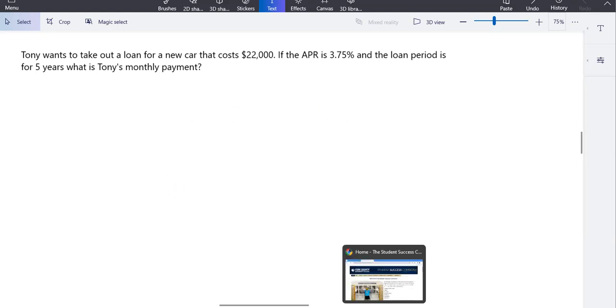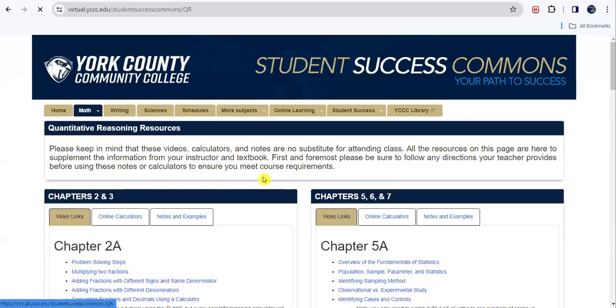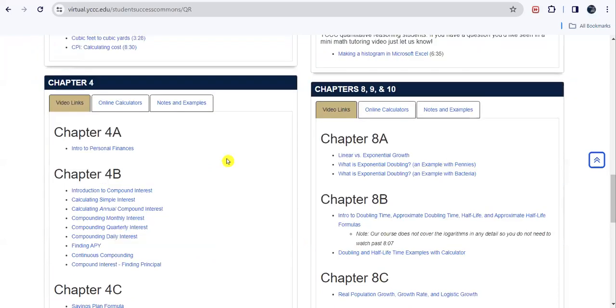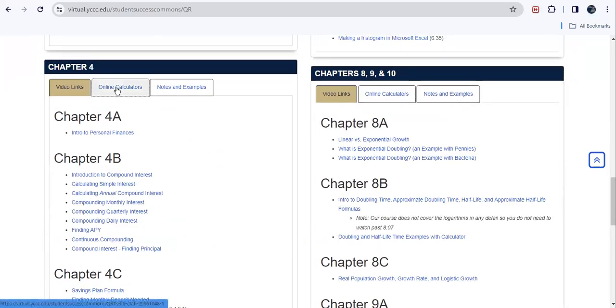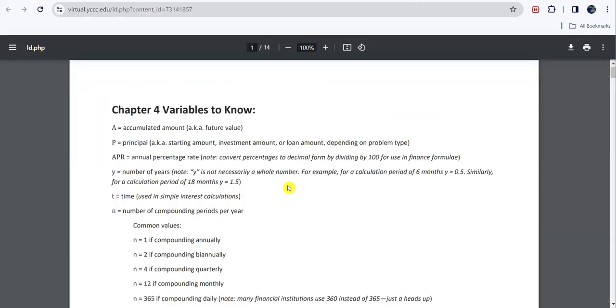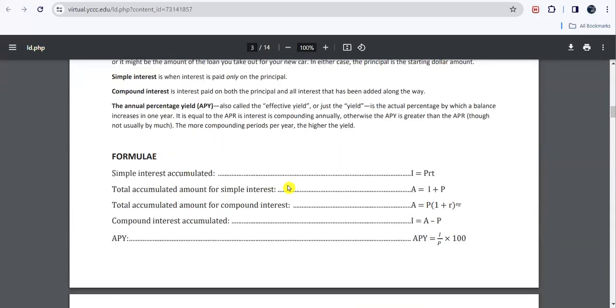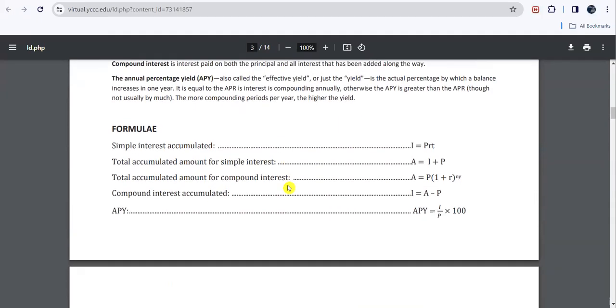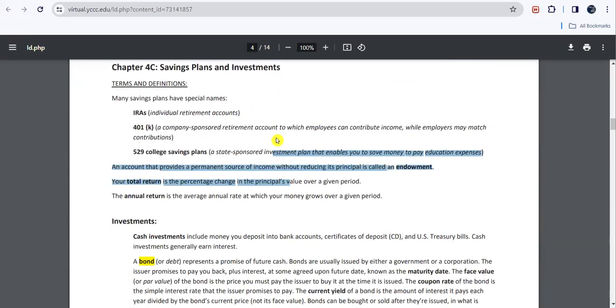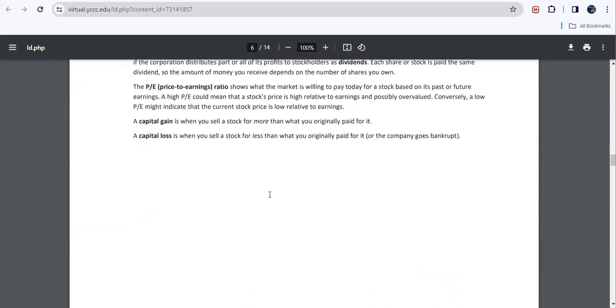I'm going to open up my formula sheet, and if you don't have this already, why not? Sorry, that sounded more judgmental than I meant it to. But you can go to the SSC's website, go to the QR section, Chapter 4, Essential Formulas and Notes. If you already have your own notes, that's totally cool. But just make sure you have some notes on Chapter 4. There's a lot of formulas, a lot of variables, so definitely make sure you have some notes. They can be ours, or they can be yours, or they can be a combination. I don't really care. Just have notes.